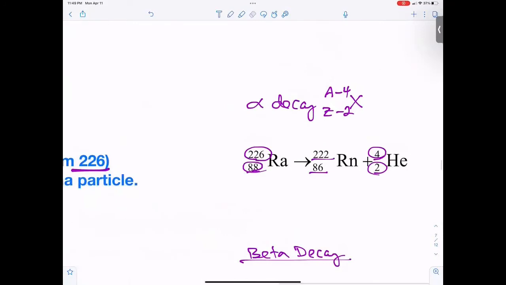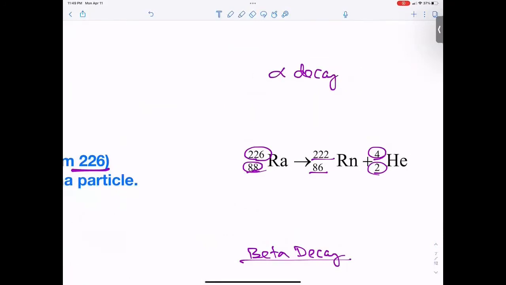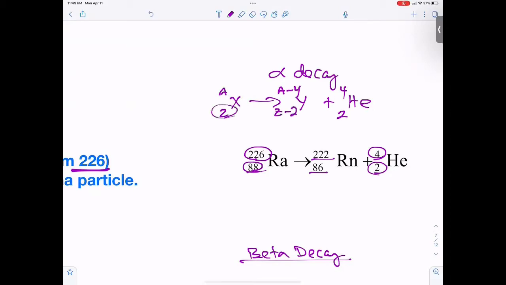For alpha decay, we have a parent nucleus of mass A and atomic number Z, that decays into an alpha particle that has a relative mass of 4 and 2 protons, and a daughter nucleus of A minus 4, 4 less than that, and an atomic number of 2 less than that.